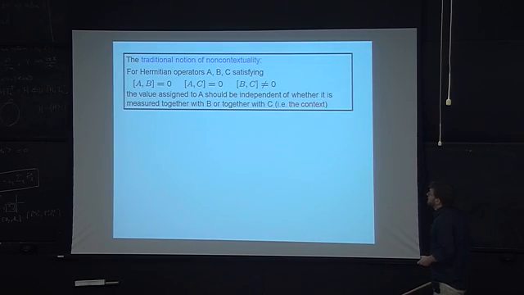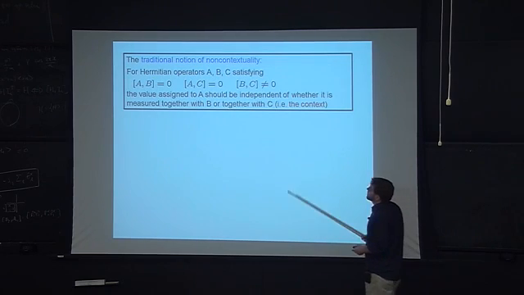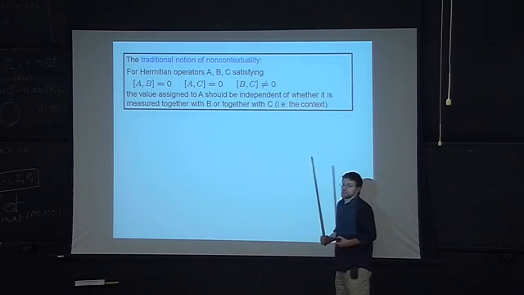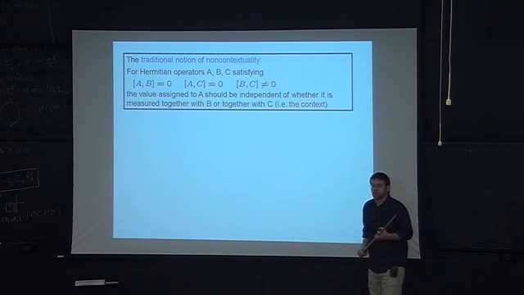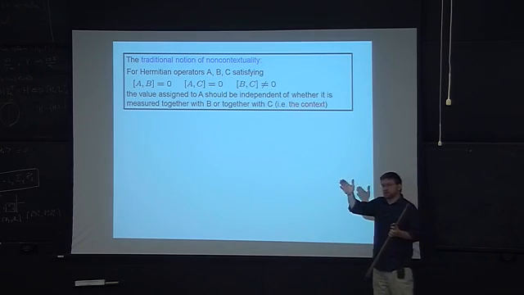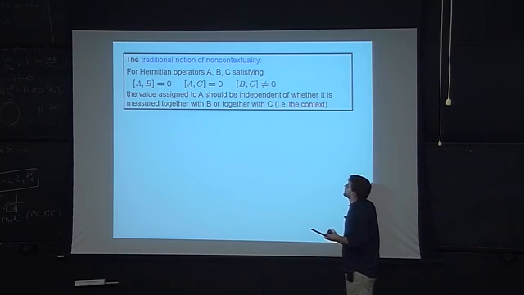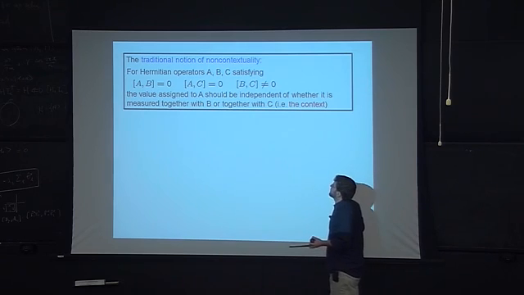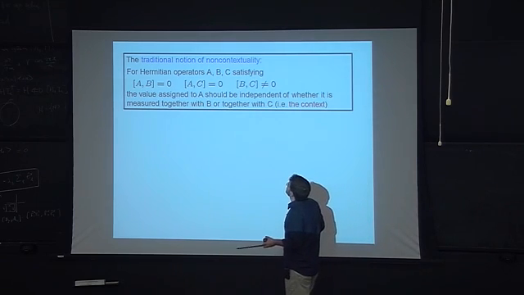And now I can say something about what a traditional non-contextual hidden variable model would say about the values you should assign to Hermitian operators. So I've sort of gone vectors, projectors. Now we're at Hermitian operators. In the textbook way of doing quantum mechanics, every measurement is associated with a Hermitian operator.